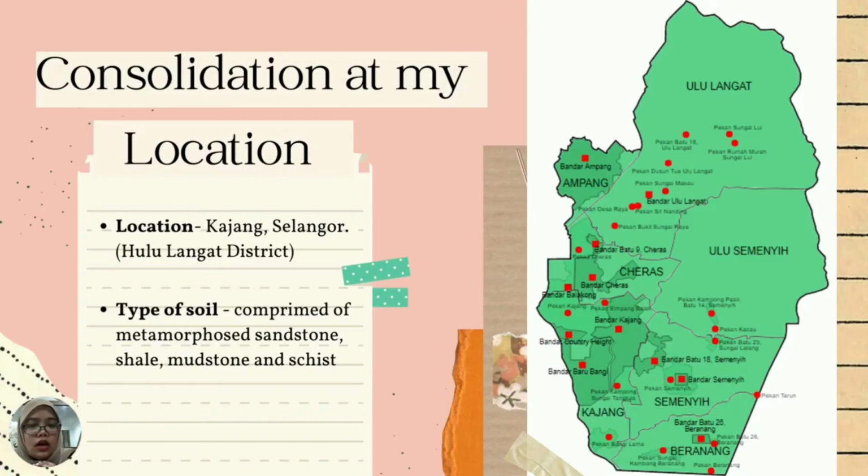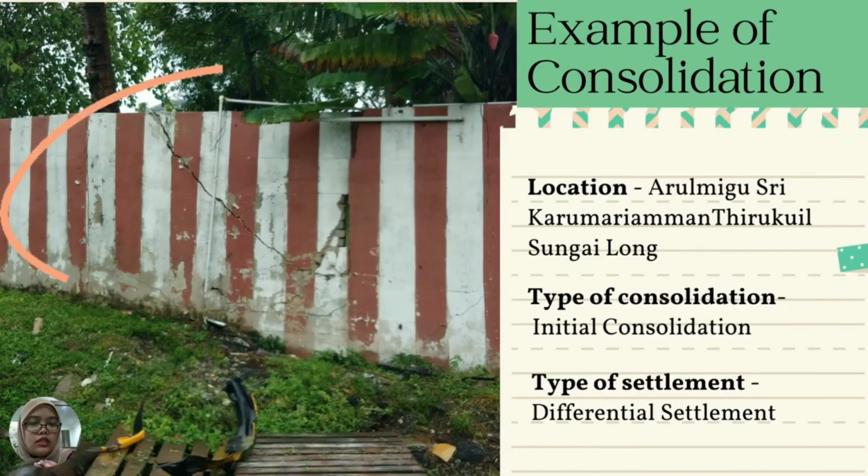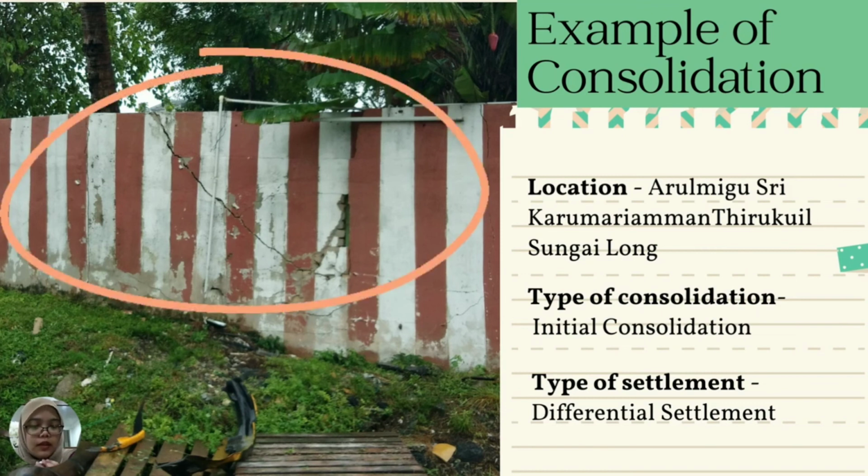Now let's see the consolidation that occurs at my location. I chose Kajang, Selangor at Hulu Langat district as my location, and the type of soil at this location is comprised of metamorphosed sandstone, shale, mudstone, and schist. This is an example of consolidation that happened at my location.